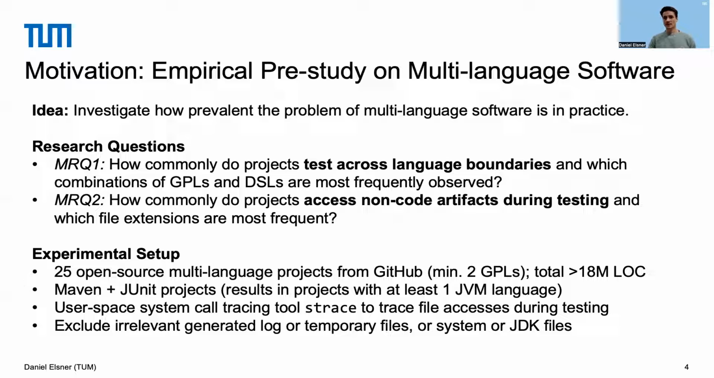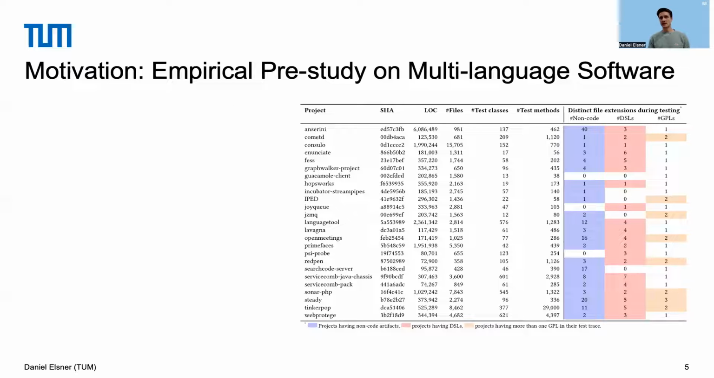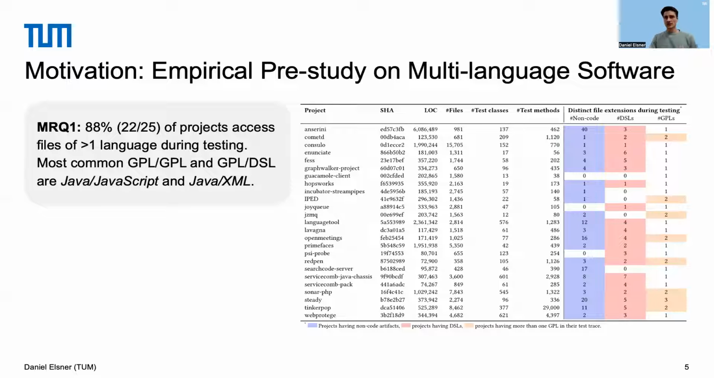All right, and then let's have a look at the result of this motivating pre-study. We saw that for our first research question, 22 of the 25 projects access more than one language during testing, either another general purpose language or another domain-specific language. The most common combinations for GPL are Java and JavaScript, and for GPL and DSL are Java and XML.